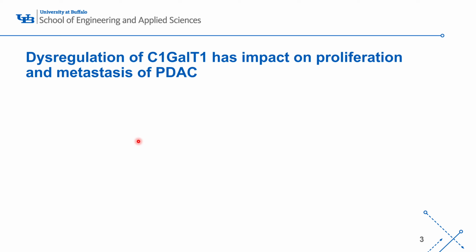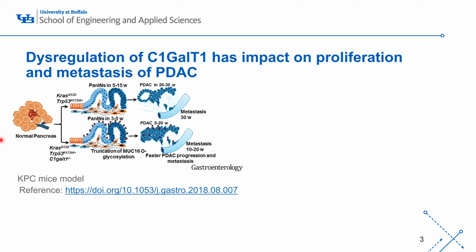There are two published studies on dysregulation of C1GALT1 that can cause proliferation and metastasis of PDAC. The first one is about the knockdown of C1GALT1, which leads to increased metastasis and progression within the mouse compared to the normal pancreatic cancer cells that do not have the C1GALT1 knockdown. These studies are done on the KPC mouse model.